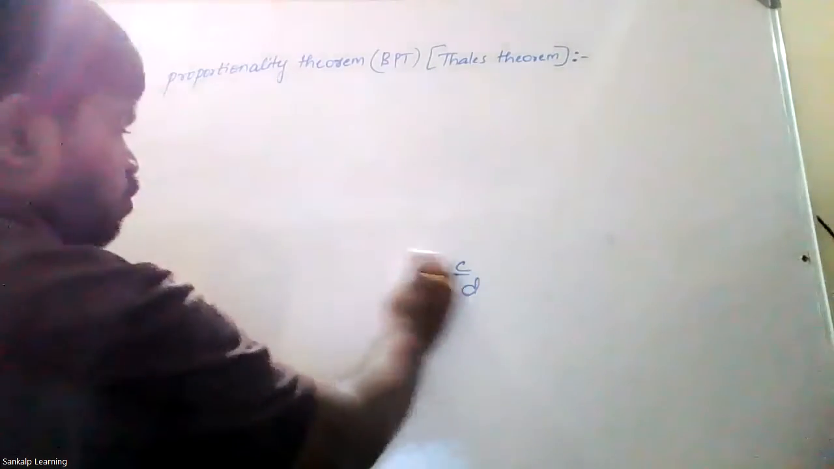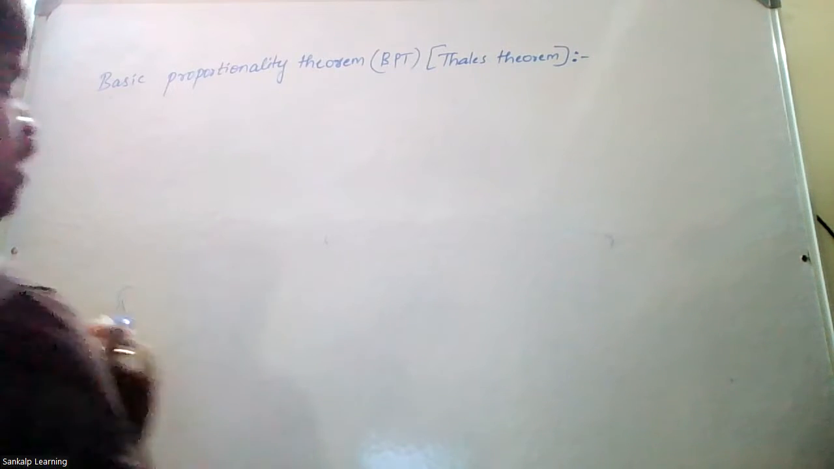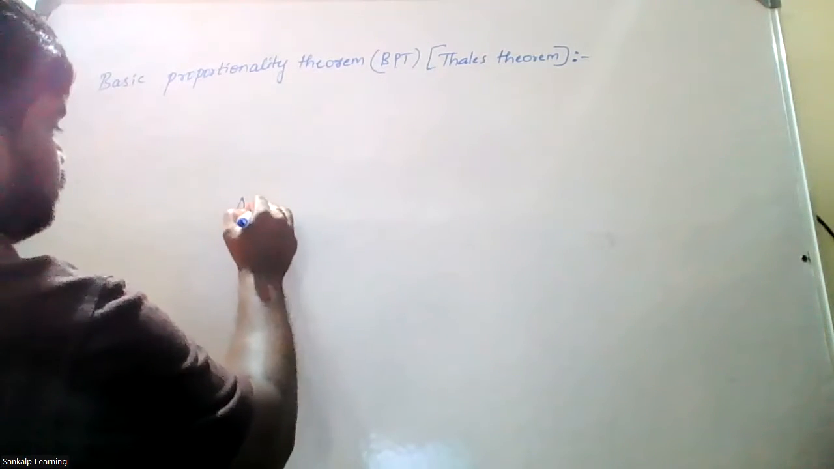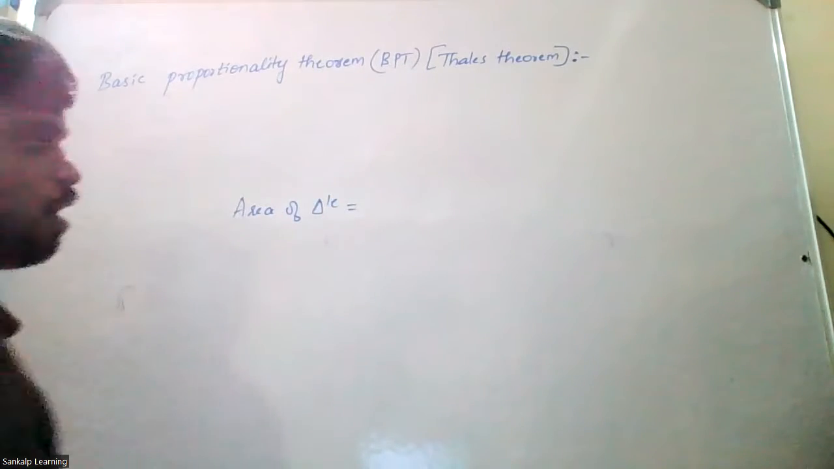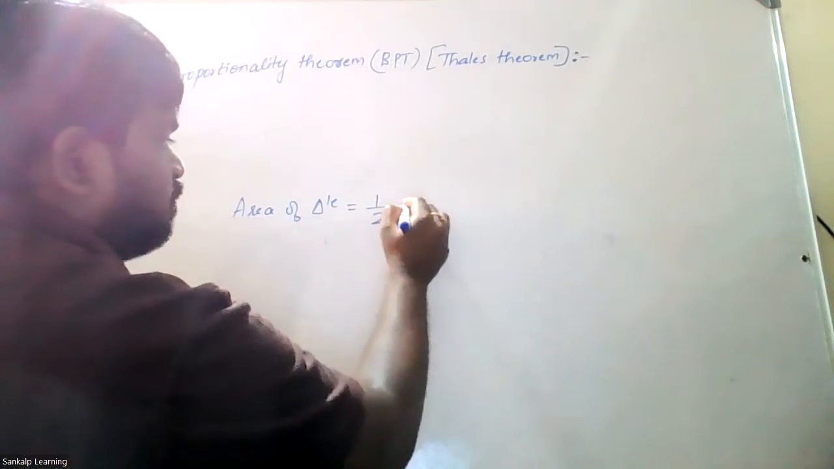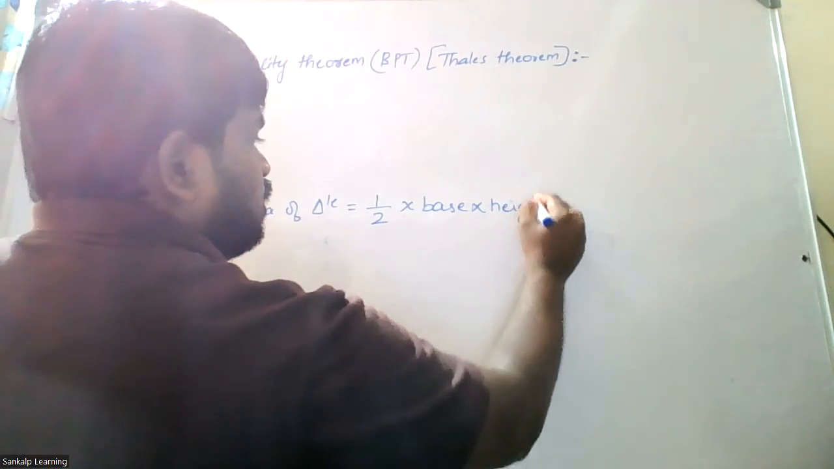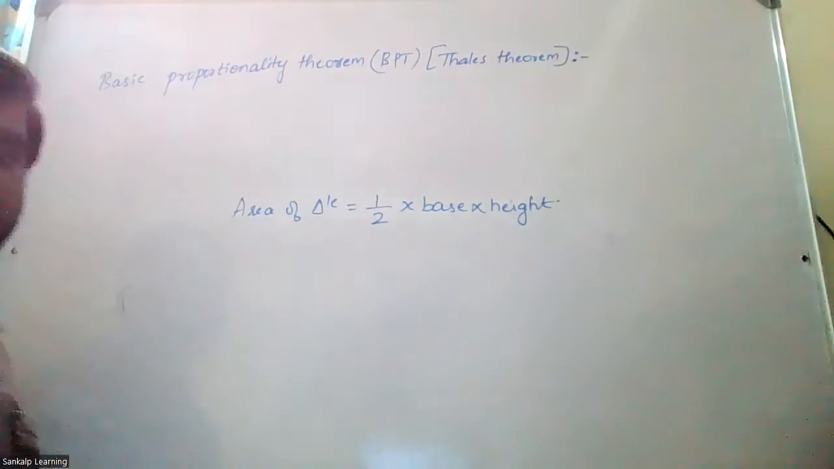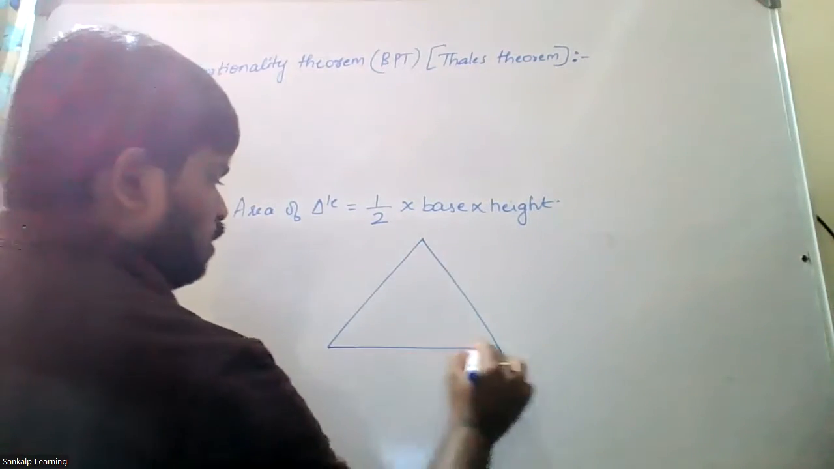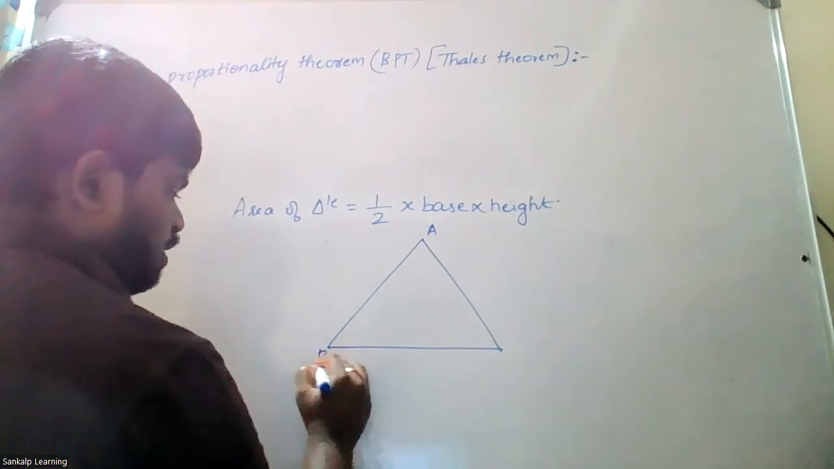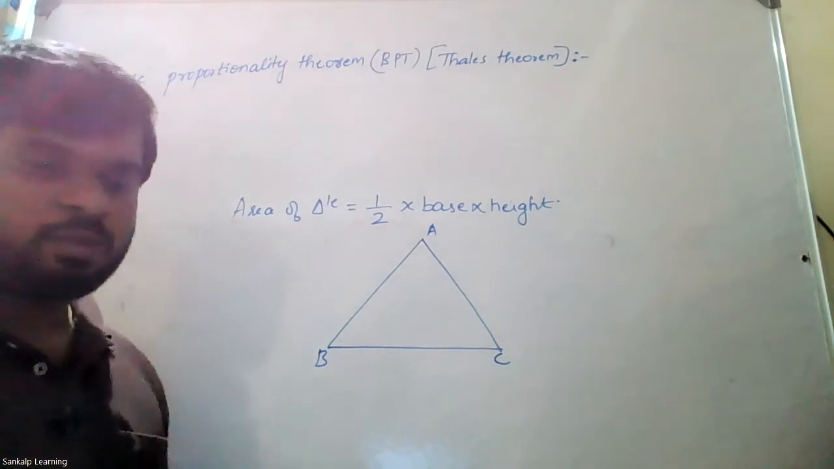Okay, a few more things that are required. Area of a triangle. How do you find the area of a triangle? It is given by half into base into height, isn't it? That is the formula to find the area of the triangle. So let's take a triangle ABC.